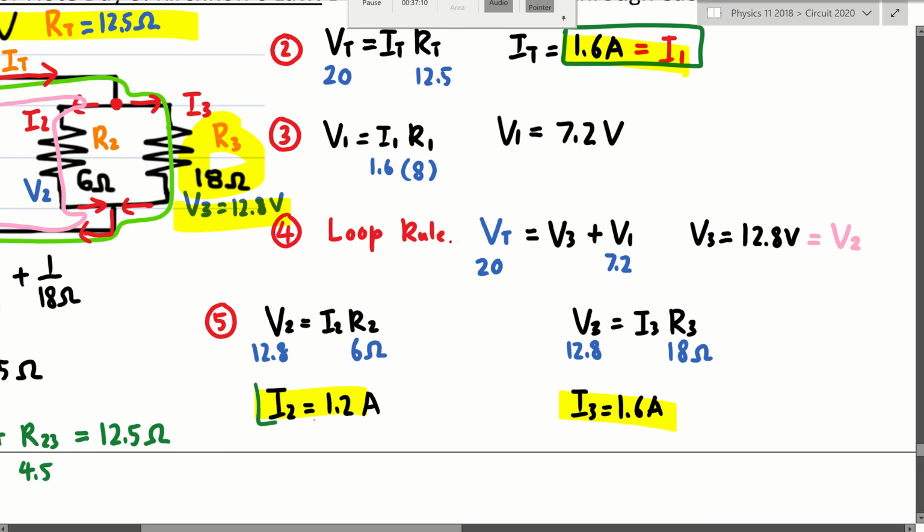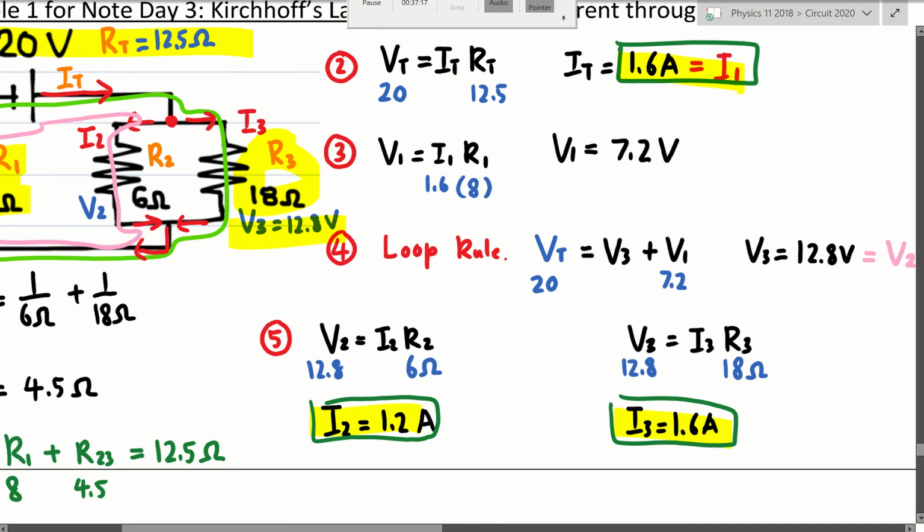So we used the loops rule this time. We didn't actually use the junctions rule because we were never at a point where we only have one unknown current out of the 3. So we have I total coming in, but we don't know how much goes into I2 and how much goes into I3. So that doesn't work.